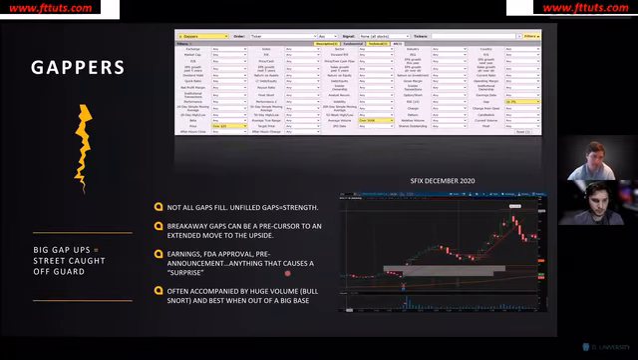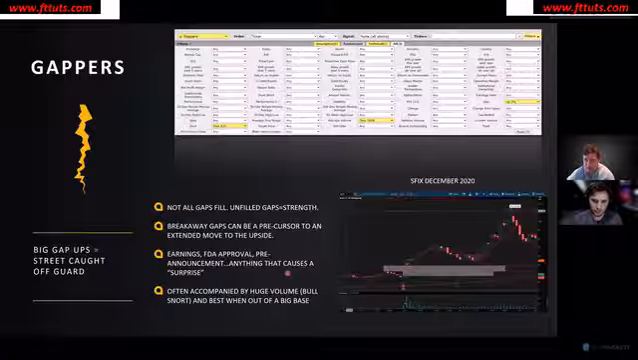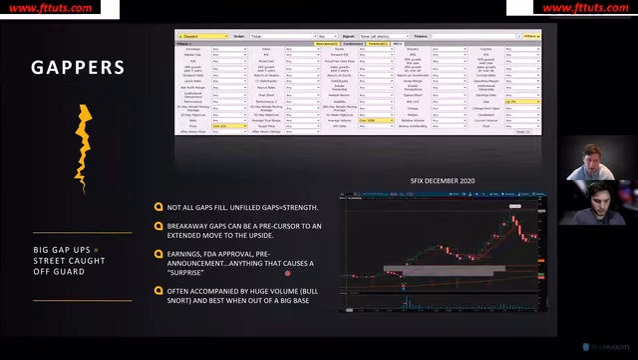Okay, so next is gappers. So couple things here. Not all gaps fill. Definitely not. If you really read about technical analysis, you've got breakaway gaps, you've got the gaps in the middle of the move, and then you've got exhaustion gaps. So if you can find a gap out of a base, and there's volume, oftentimes those things are going to extend to the upside. So breakaway gaps can be a precursor to an extended move to the upside.